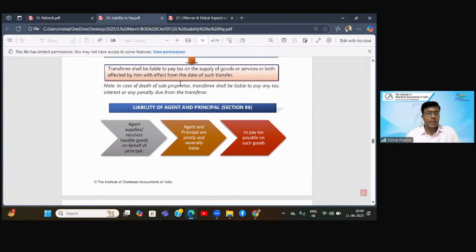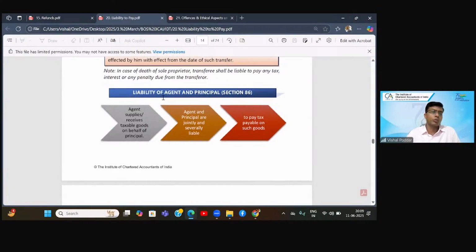However, in case of death of sole proprietor, transferee will be liable to pay tax, interest, penalty due from the transferor because now the transferor has expired, has deceased. So the transferor cannot be held liable. In such cases, the transferee, whoever is taking over the business, which will generally be some family members, that person will be solely liable. So this is the first special case of payment of tax.